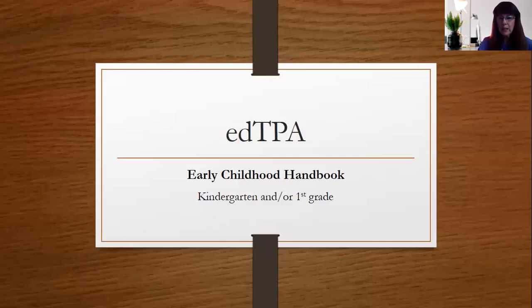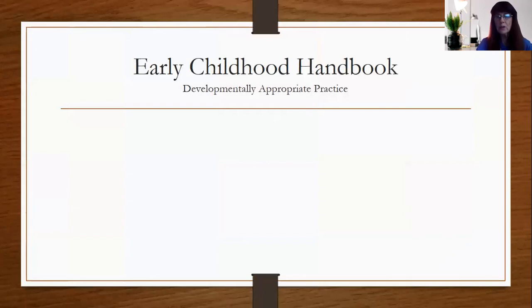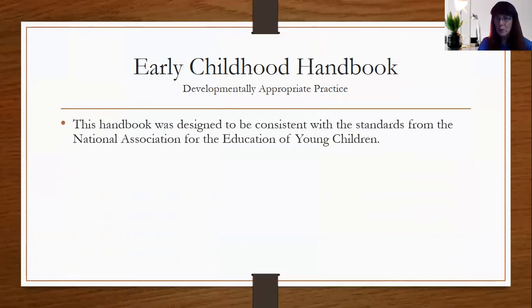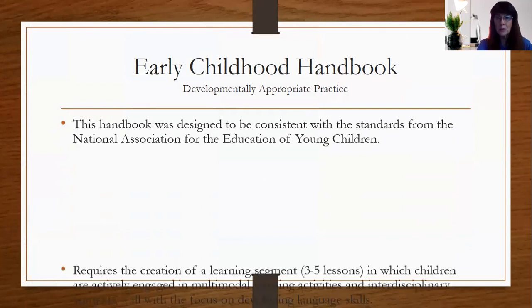The Early Childhood Handbook is probably most appropriate for kindergarten and first grade. And that's the time when the students are 6 years old, 7 years old. And the thing about the Early Childhood Handbook is that it is really focusing a lot on developmentally appropriate practice for this young age group. With that in mind, the creators of this handbook used National Association for the Education of Young Children standards to help write the expected activities and outcomes for this age group.